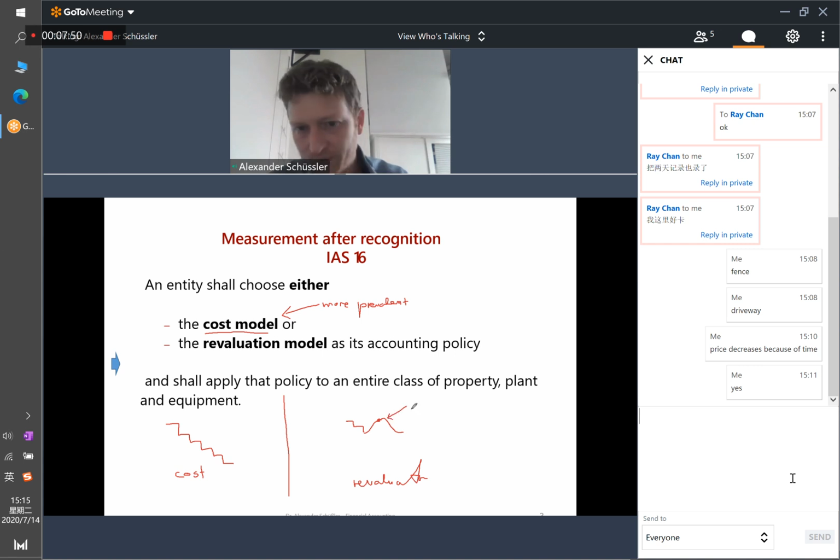Yeah, so the value you take is the fair value. Yeah, and the fair value can be the market value of this asset. So this is the big difference between the cost model on the left hand side and the revaluation model.